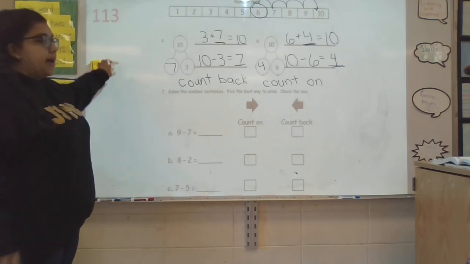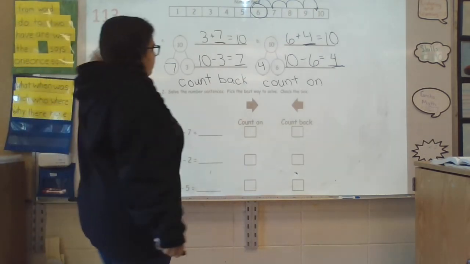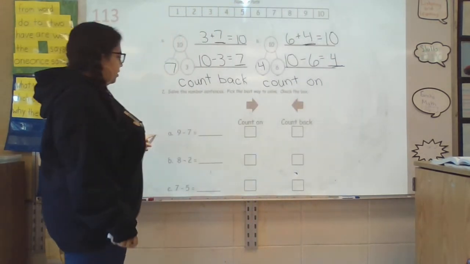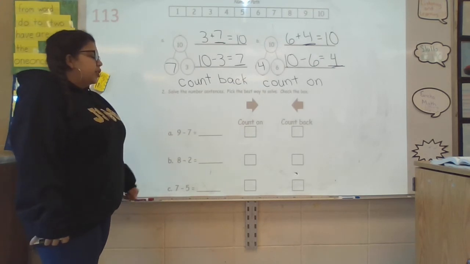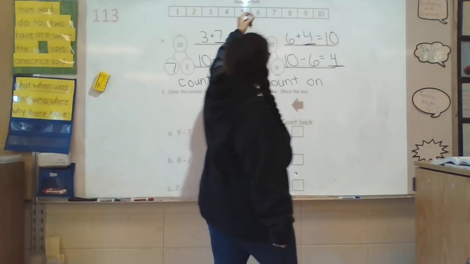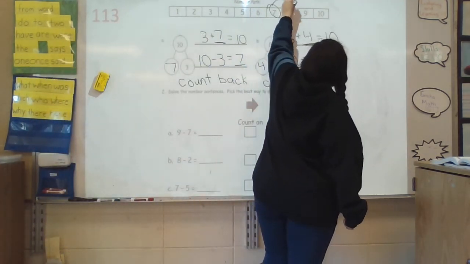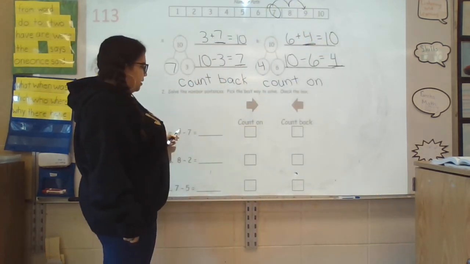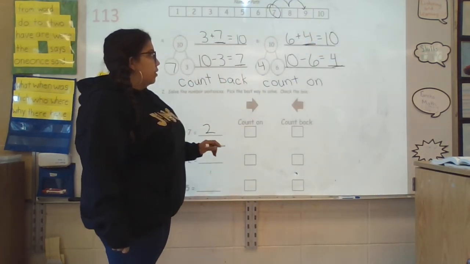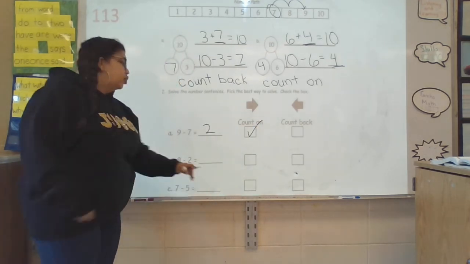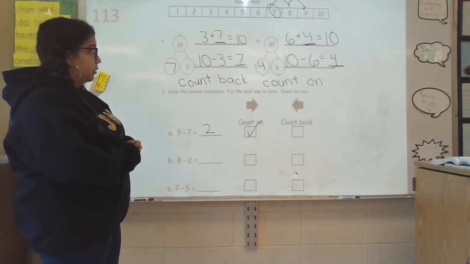Still using our number path. You have your board. I've got my big board. Look how close these numbers are to each other, 9 and 7. Should I go forward or back? I should go forward. I should start at the known part 7 and hop up to the whole, 1, 2. How many hops did I make? 2 hops. 9 minus 7 is equal to 2, and we went forward. We counted on.